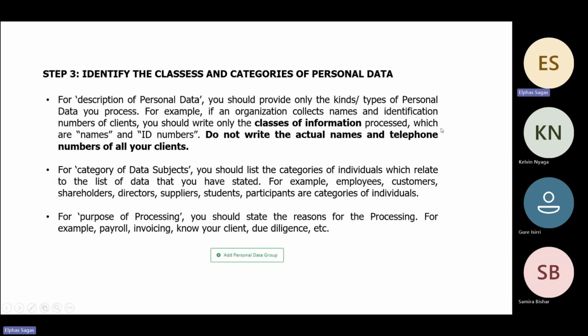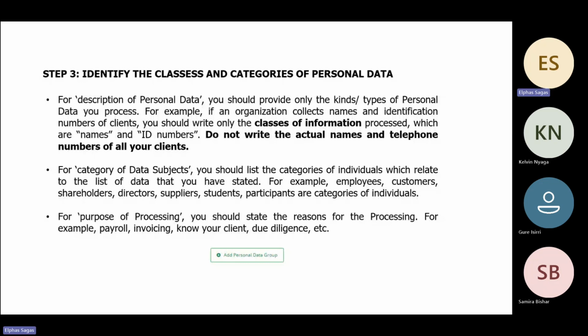And then on top of the page, on the right-hand side, there is a button written Add Personal Data Group, as you can see. So you click it and then you add your second category. If your second category is clients, you write clients. Under descriptions, you'll give all the information you are collecting from your client. And then under the purpose section, you'll explain why you are collecting each of those information that you've indicated at the description section. And then if you have another category, you keep on adding categories until you've exhausted all the categories that you have within your organization.